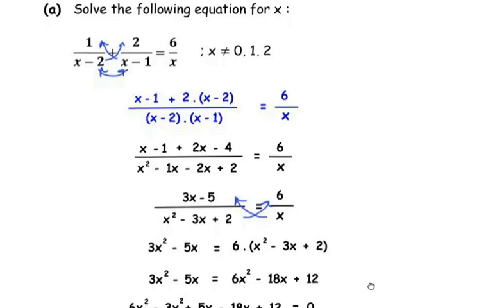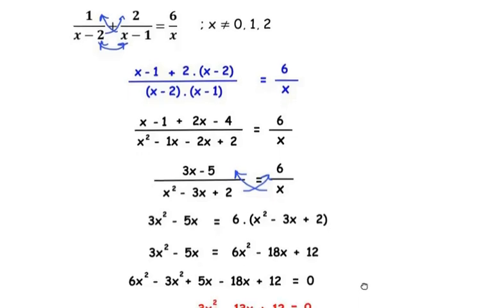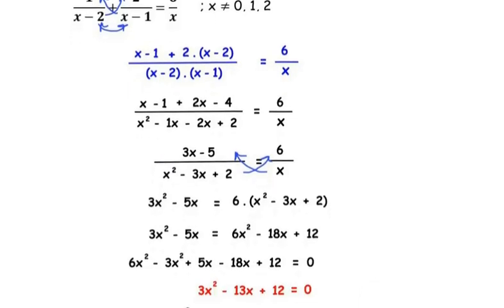Now let us take the left hand side terms to the right hand side. So here we get 6x square. Now positive 3x square goes on the other side and becomes minus 3x square, and minus 5x goes on the other side and gives us positive 5x, minus 18x plus 12 equal to 0. Now again collecting the like terms, we get 6x square minus 3x square gives us 3x square, plus 5x minus 18x gives us minus 13x, plus 12 equal to 0.